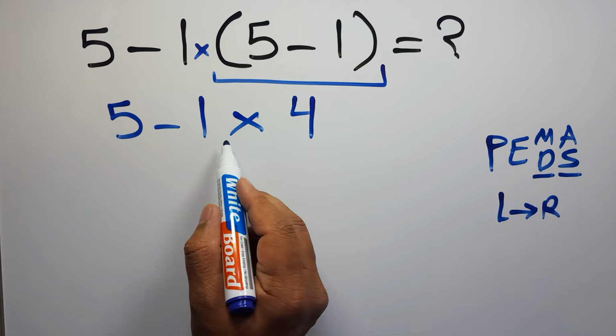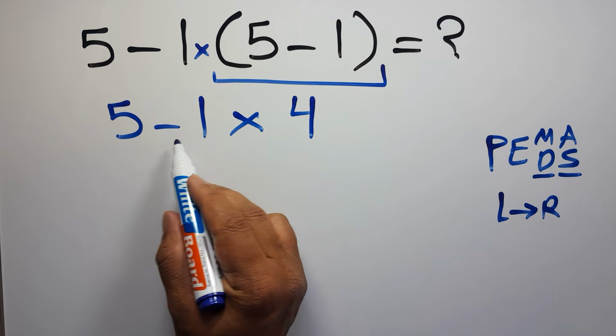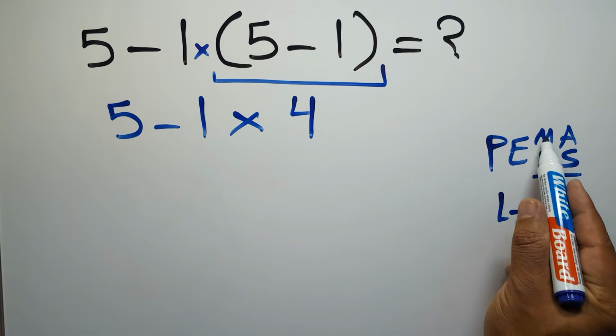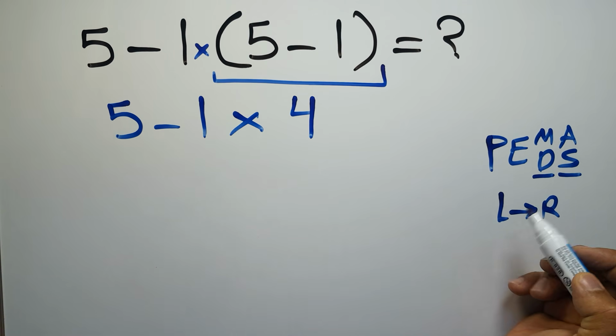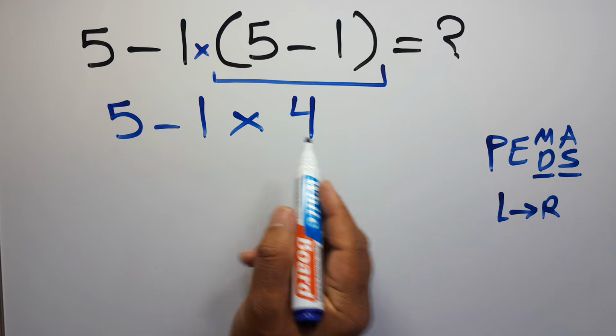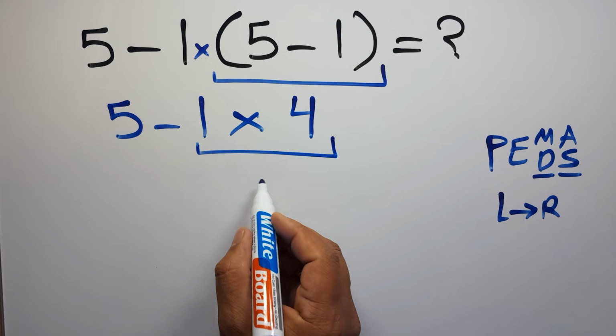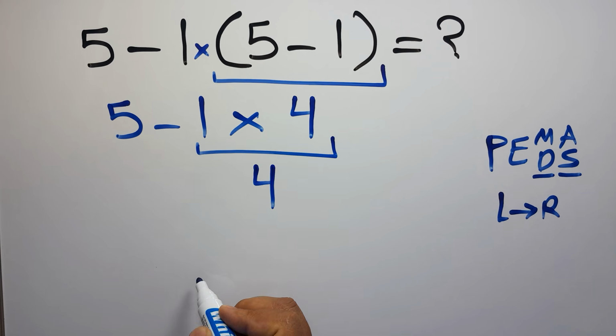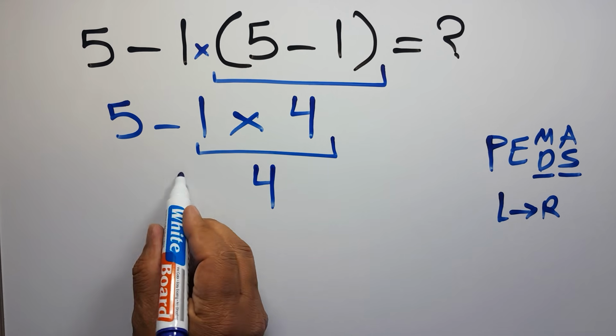According to PEMDAS, multiplication has higher priority than subtraction, because multiplication comes before subtraction. So here, first we have to do this multiplication. 1 times 4 equals 4. So we have 5 minus 4.